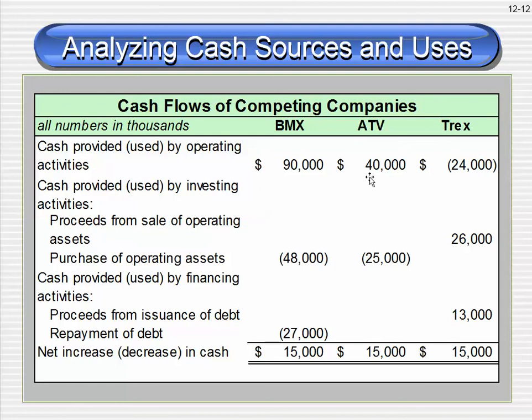And ATV somewhere in the middle here. They're making money. They bought some new assets. They didn't take out or repay any debt. So hopefully that gives you a good indicator of why this statement is so important and what you can see from it so quickly.